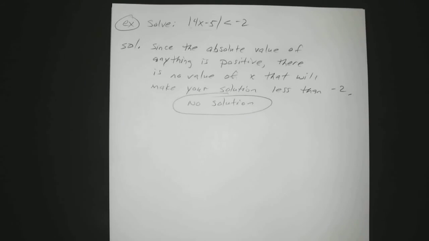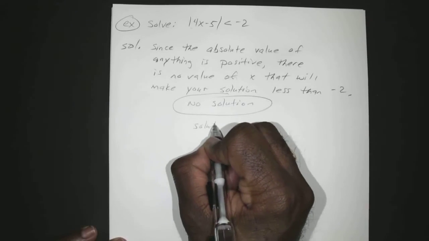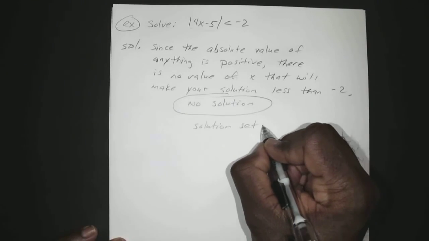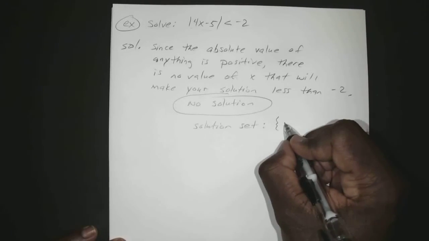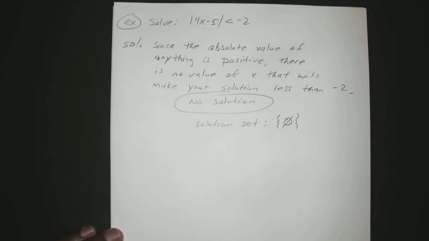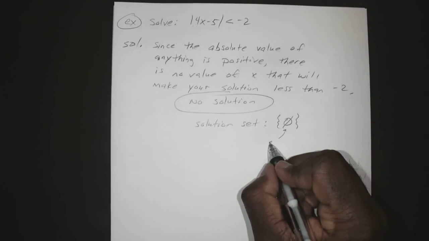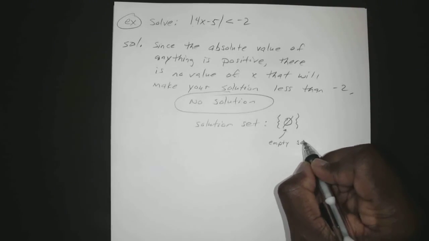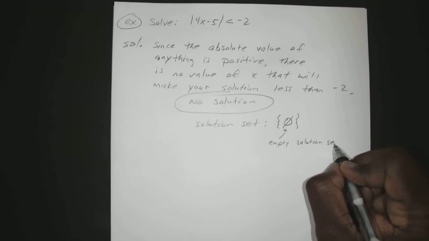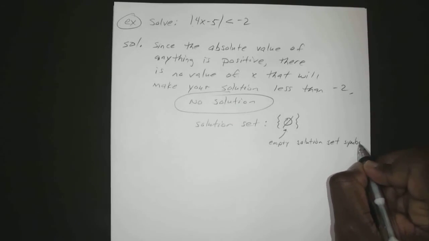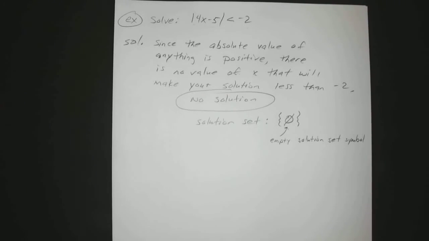Okay. So sometimes you'll see it written as your solution set, the empty set, which means there are no solutions. Empty solution set. So when you see that 0 with the slash through it, that just means no solution. All right. So any questions on that one?